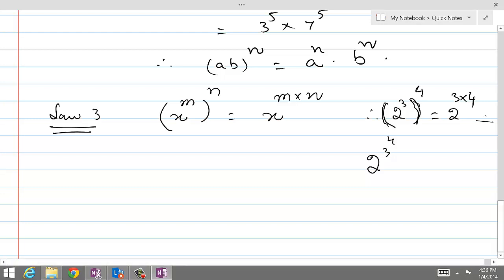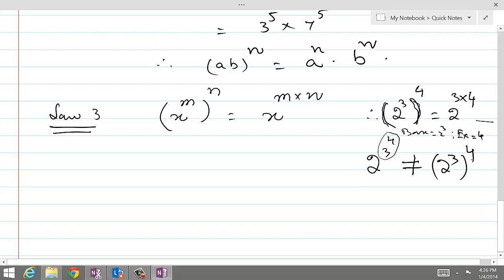In the first scenario, what is the base? The base is 2 power 3. So here base is 2 power 3, and what is the exponent? That is equal to 4. But in this case, 3 power 4 is the entire exponent and 2 is the base. So 3 power 4, if we were to simplify, is itself a big number. So this is not equal to (2 power 3) power 4.